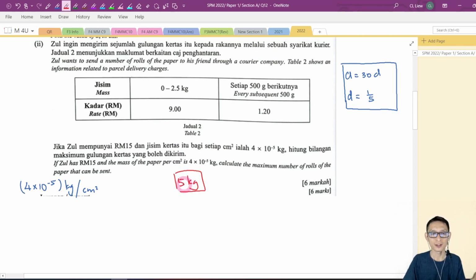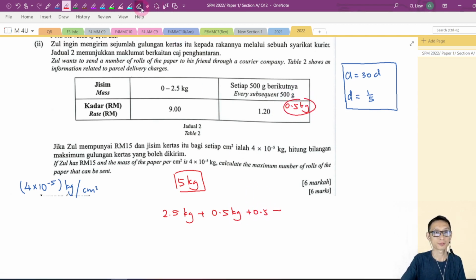So how do we get the total charge? This is actually 2.5 kilogram plus 0.5 kilogram. This is 500 gram, which is 0.5 kilogram, plus 0.5, plus 0.5, 5 times.